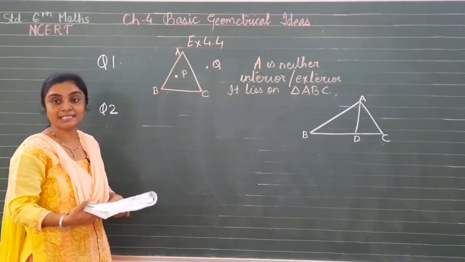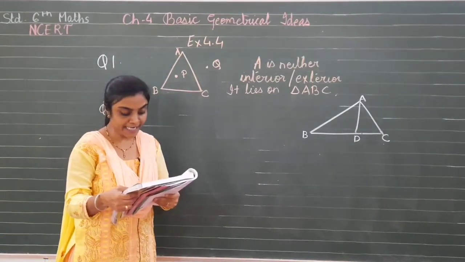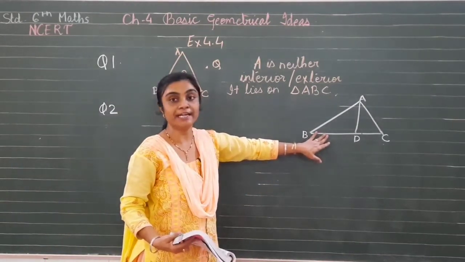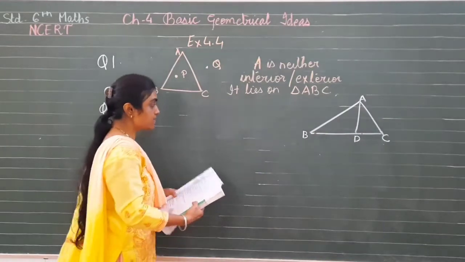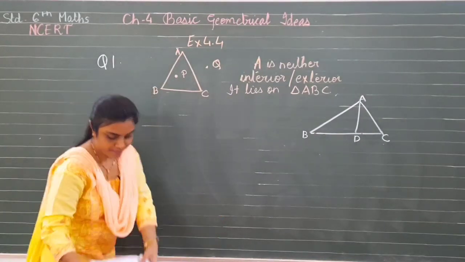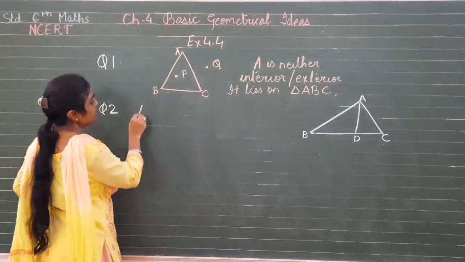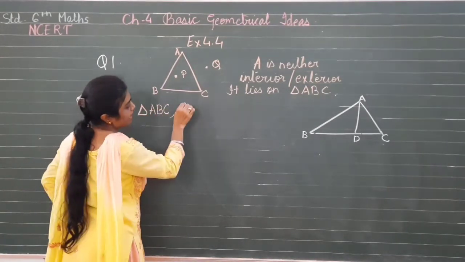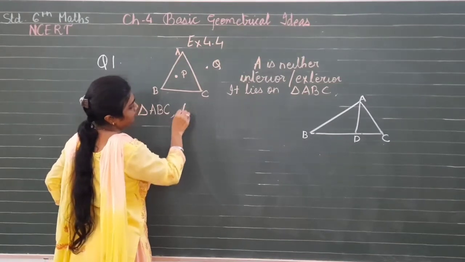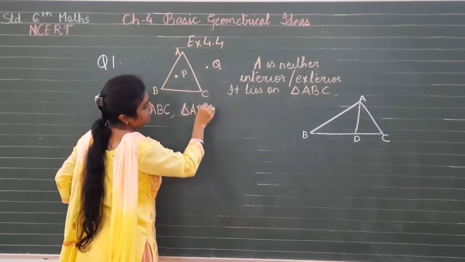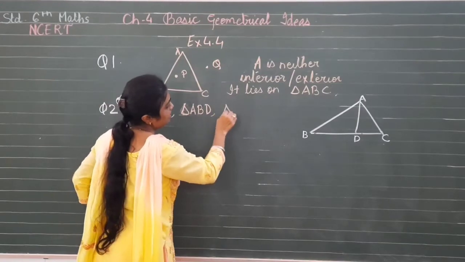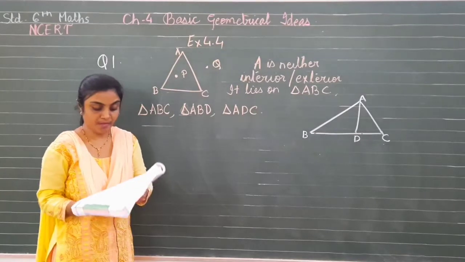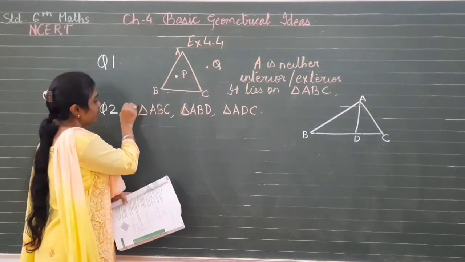Now let us move to the next question, number 2. Identify 3 triangles in the figure. A figure is given, you have to identify the 3 triangles. So the 3 triangles we will write down as triangle ABC, triangle ABD and triangle ADC. So these are the 3 triangles.